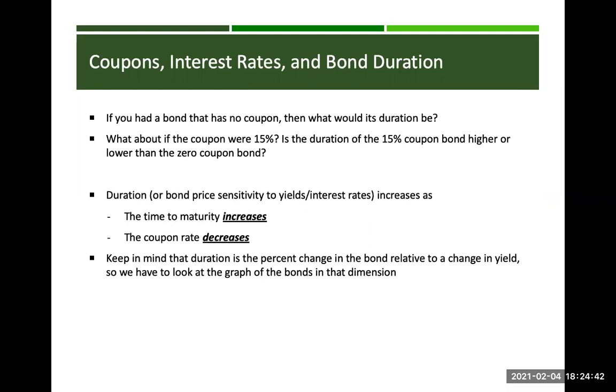Certain things change duration when you're comparing bonds. If it's a higher time to maturity, that increases the duration. Obviously, it has a longer time horizon, so the duration will be larger. Coupon rates: lower coupon rates make for a higher duration. So there's a negative, an inverse relationship there.